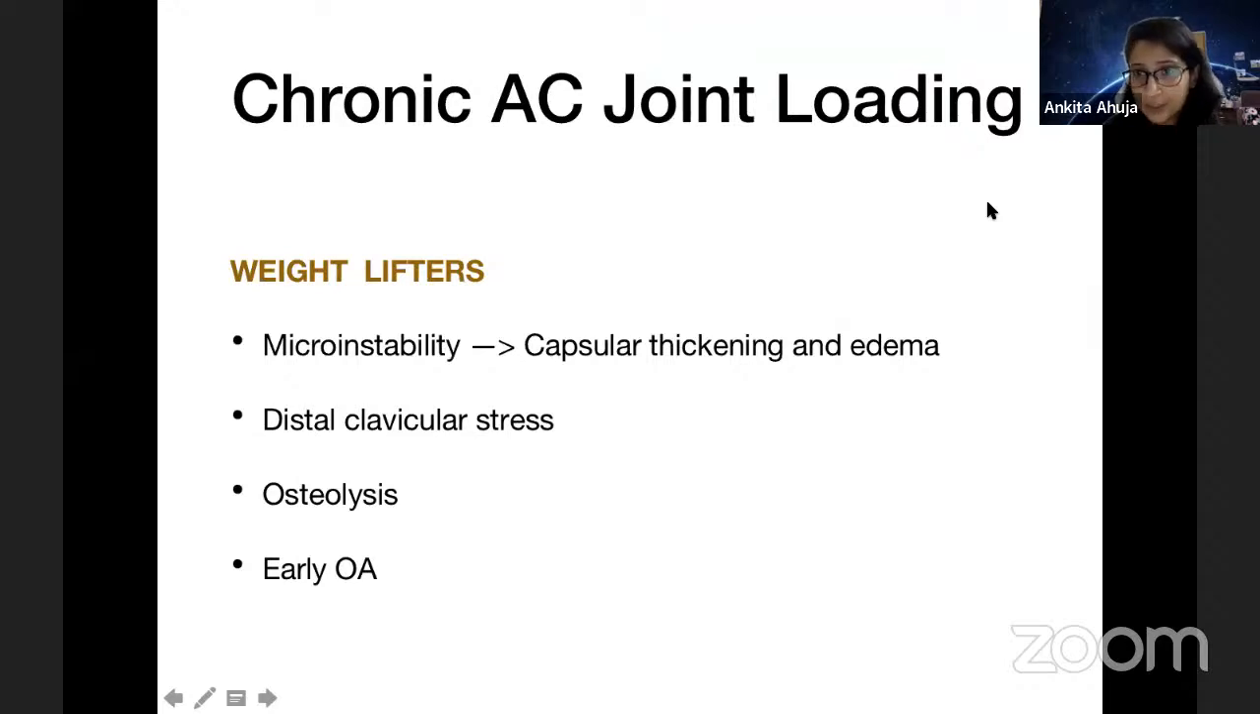Then moving on to the third bit, that is chronic acromioclavicular joint loading. It is most commonly seen with weightlifters because the acromioclavicular joint is loaded a bit. So you can see a spectrum of findings. What can be the spectrum of findings? You can have little micro instability. You may have stress, which may ultimately lead to osteolysis or early osteoarthritis. This is kind of a spectrum which follows step by step if the loading pattern is not changed. Initially you may just start with capsular thickening and edema, which may lead to this.